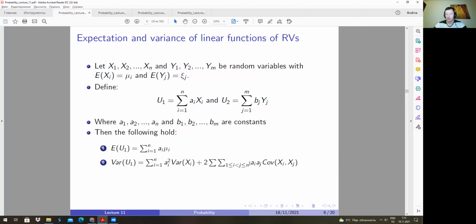So I'm taking coefficient a_i, and coefficient a_j, multiplied by the covariance between the respective variables, x_i and x_j. Basically this is the coefficient in front of x_i, this is the coefficient in front of x_j, and I multiply these two coefficients and multiply the covariance by this. And I sum over all these terms for the values of i that do not exceed j.